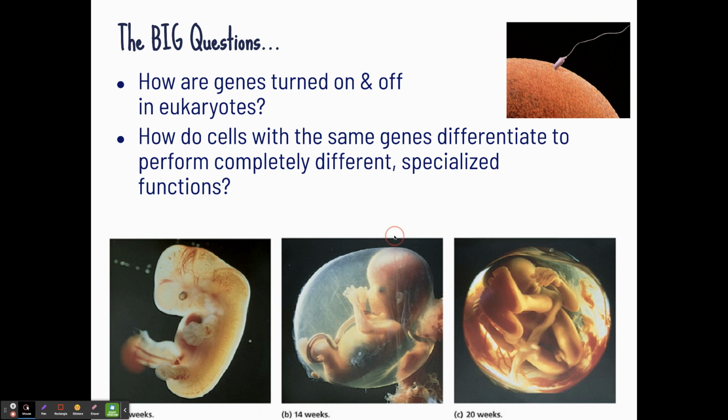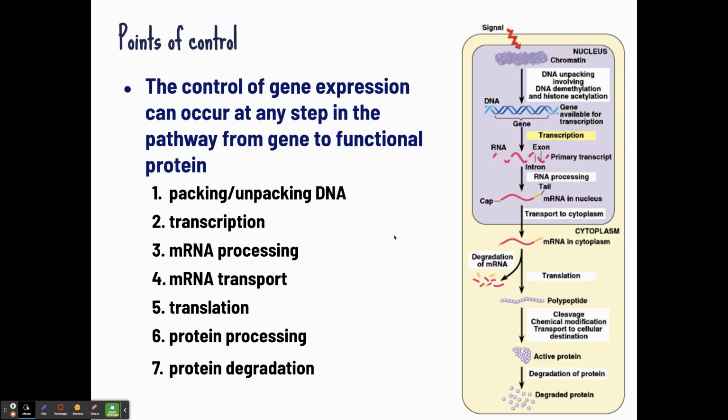All right. So once again, these are the points of control. The control of gene expression can occur at any step in the pathway from gene to functional protein. So every single step here is controlled by our body. If something is not made right, guess what? Our body has the ability to shut it down. If we don't shut things down that are not made properly, we can form cancer, right?